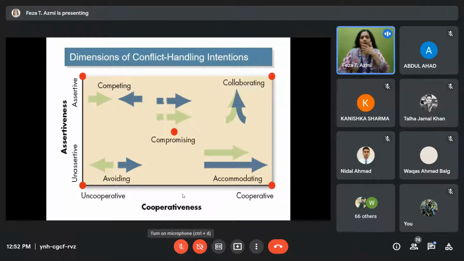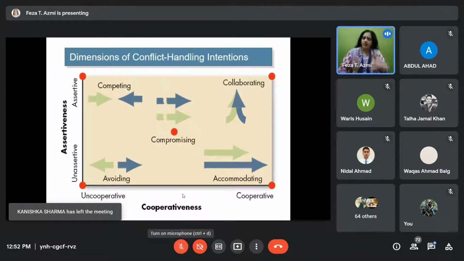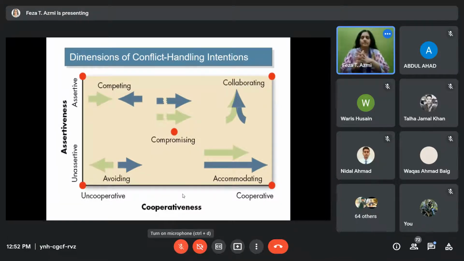That is what we mean by collaboration, literally. So, in this kind of situation, you will listen to the other party also, you will express your point of view also, and then you will arrive at the best possible solution to the problem. So you're cooperative as well as assertive, and you will be arriving at a very good solution to this problem. This is called collaboration.